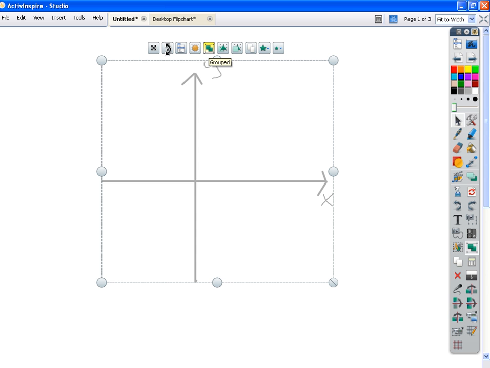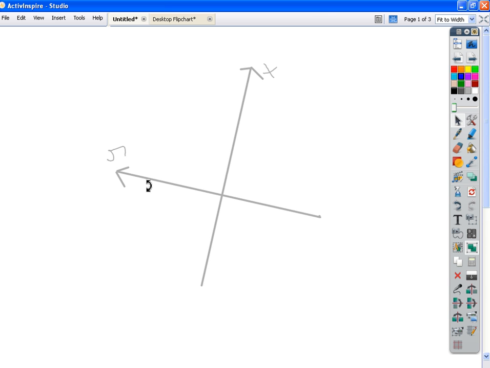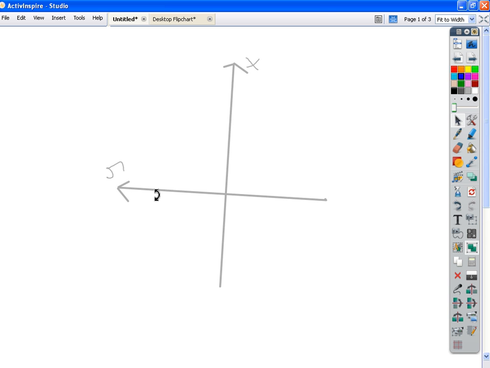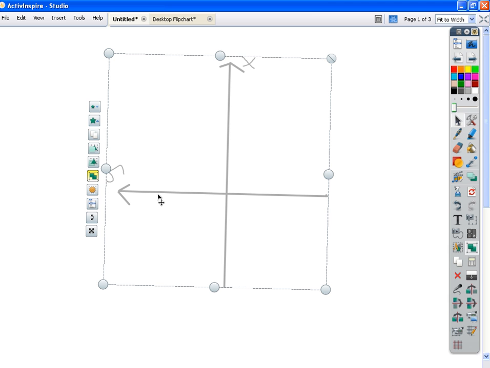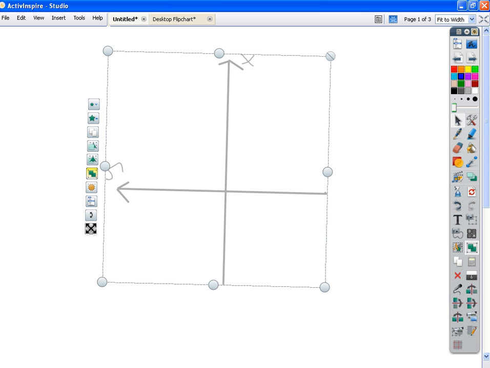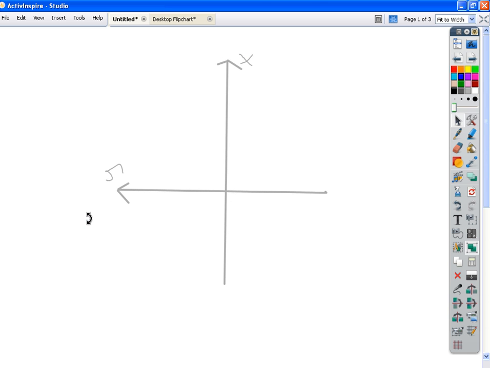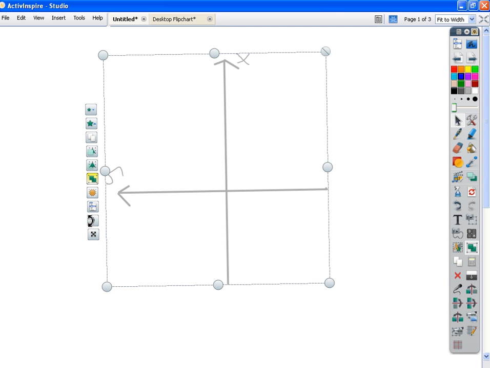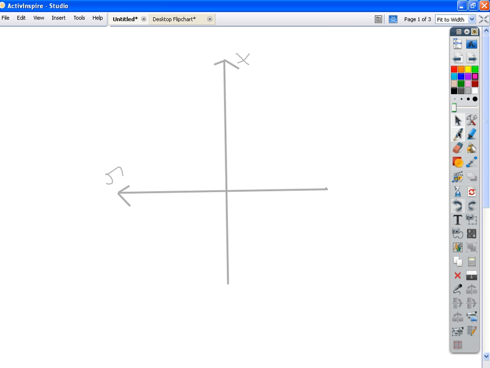Now, there are the originals. There's x and y that we started with. If we stop here, okay, so we stopped after our rotation. Now, we know that this really is the positive x direction, isn't it? Right? And this really is truly the positive y direction.